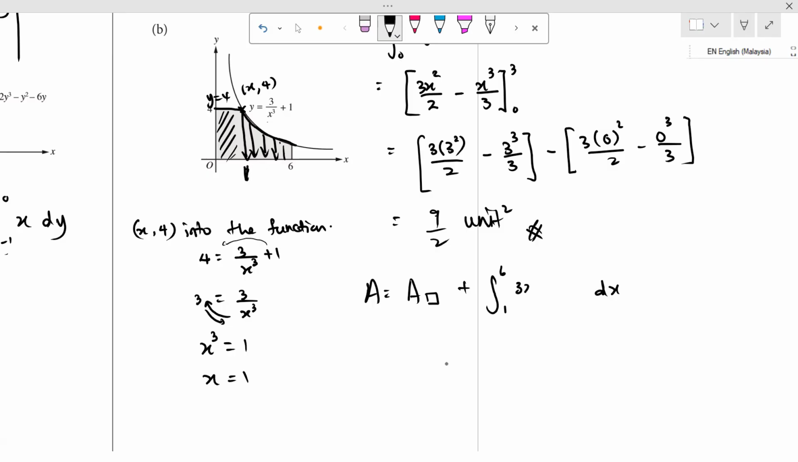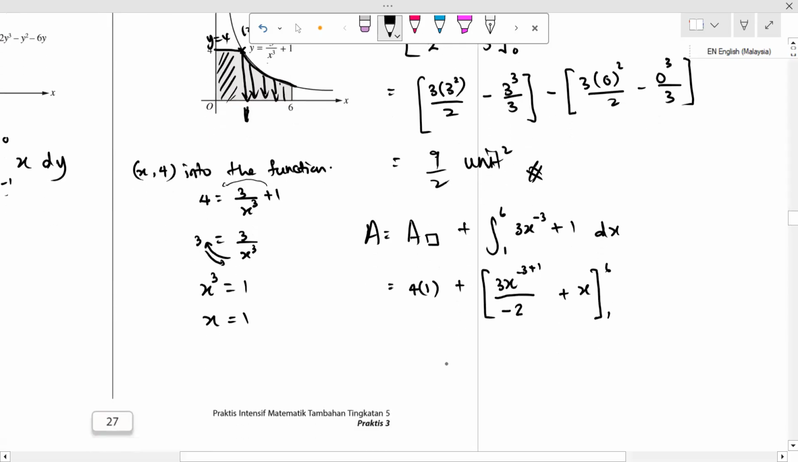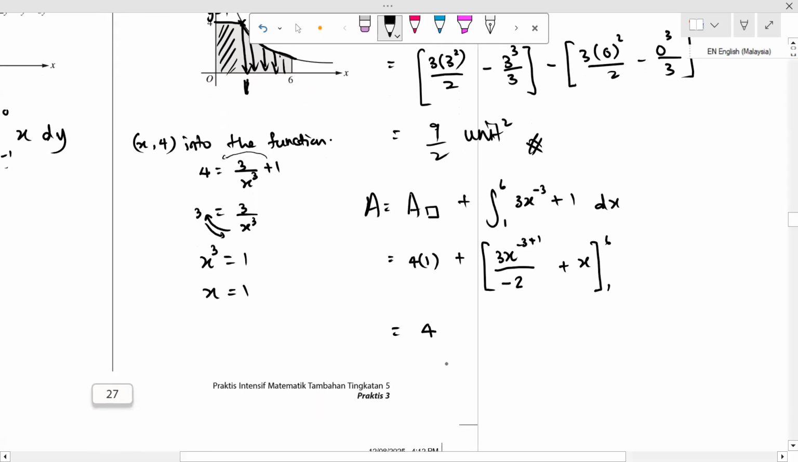So I shall write in the format of integration. 3x to the power negative 3 and then plus 1. So the area of rectangle will be the length times the width. So 4 times 1 plus 3x to the power negative 3, plus 1 to the power, divided by the new power, and then plus x, from 1 to 6. So we have 4 here.